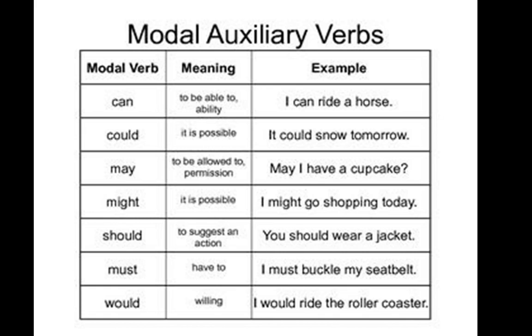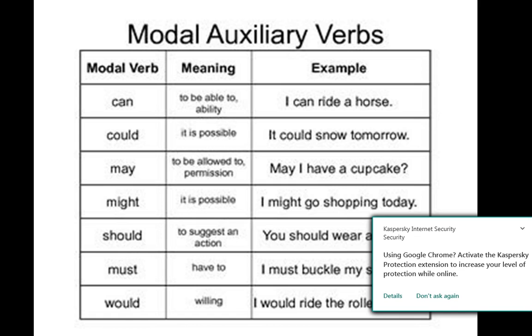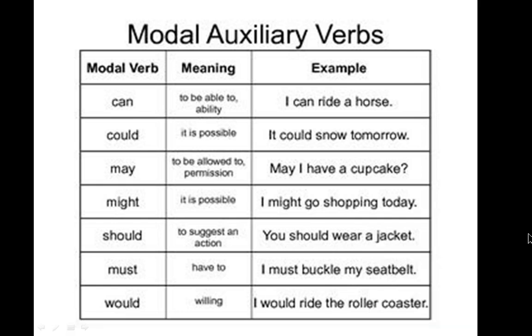See the modal verbs, which are the words can, could, may, might, should, must, would. And if we combine these words with sentences, they go to the meanings: to be able to, ability. Whenever a sentence is about possibility, the word used is could. The same with permission, may; possible, might; should means to suggest an action; must, have to; would means willing. So here is the sentence: I can ride a horse.